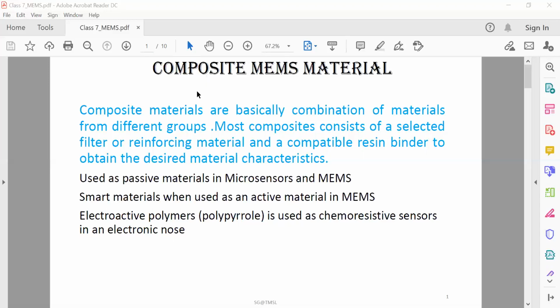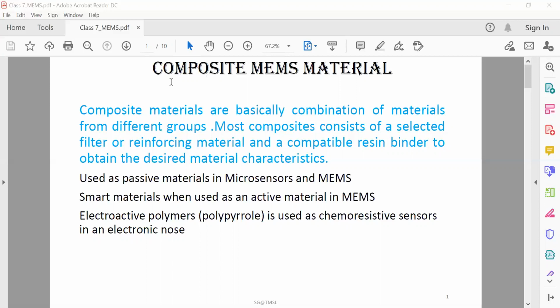Last day I discussed diffusion and implantation and some of the materials used in MEMS, but that material topic was not concluded. So that is the remaining portion: the composite MEMS materials.